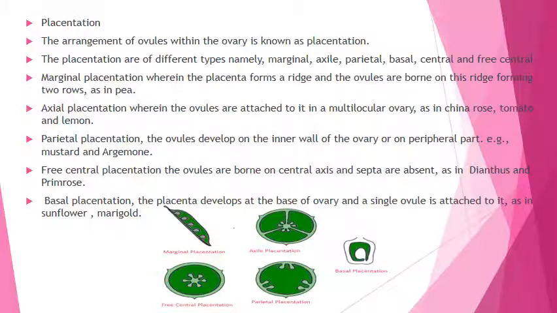Septa means a type of very thin wall, as in dianthus and primrose. Basal placentation is the placentation which develops at the base of the ovary and a single ovule is attached to it, as we find in sunflower and marigold.